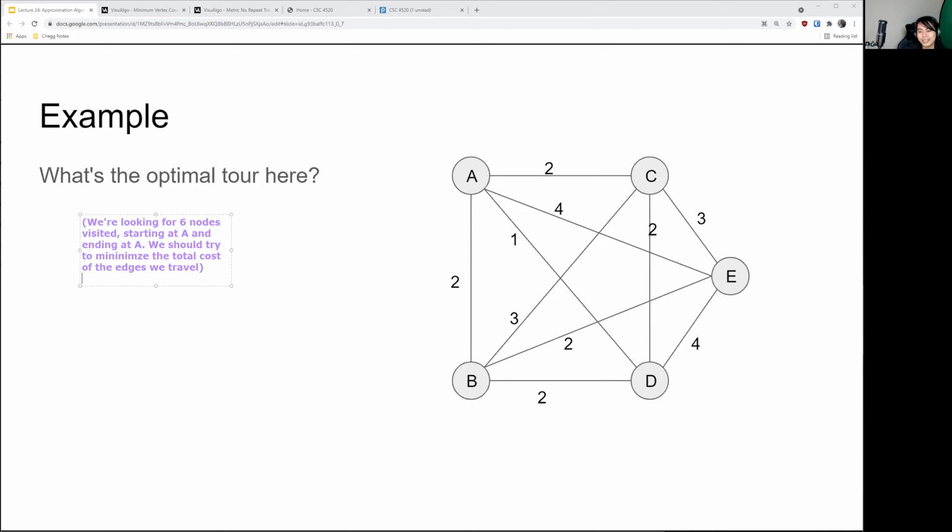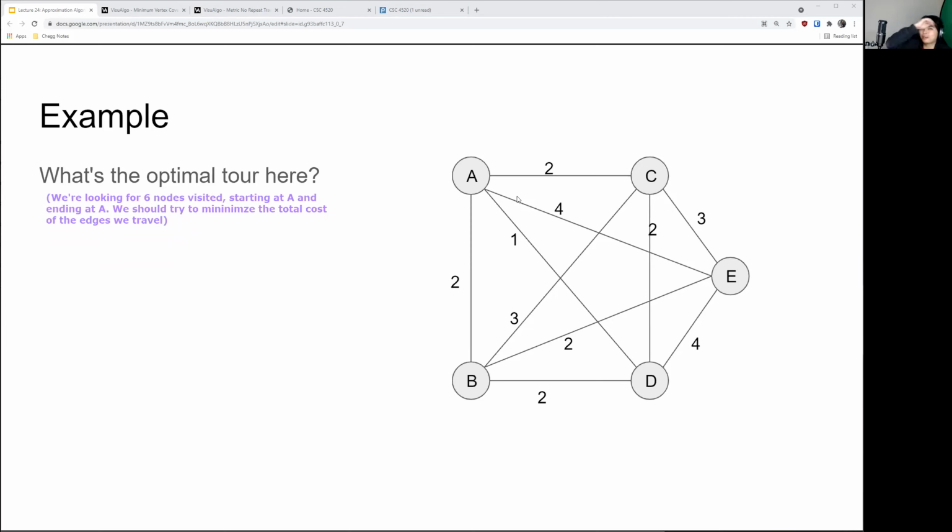Yeah, we start from A and end at A. So check the pink or the purple text for more context here. I just want you to see if you can find the optimal tour here. All right, question mark if you're not sure. Otherwise, give me your best guess. What do you think?